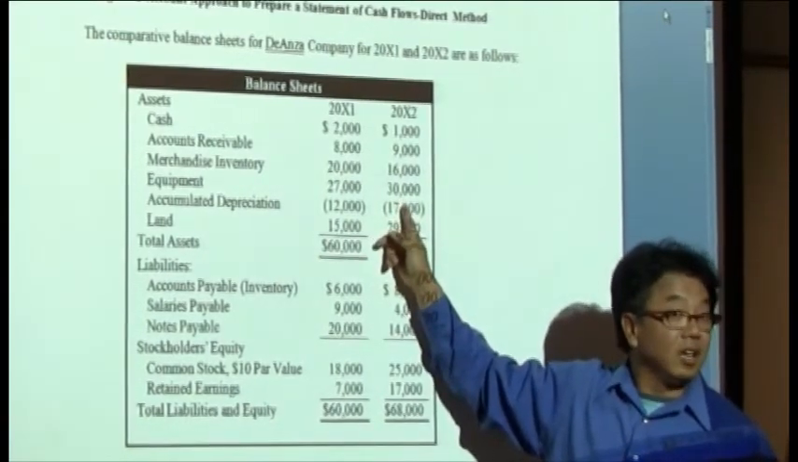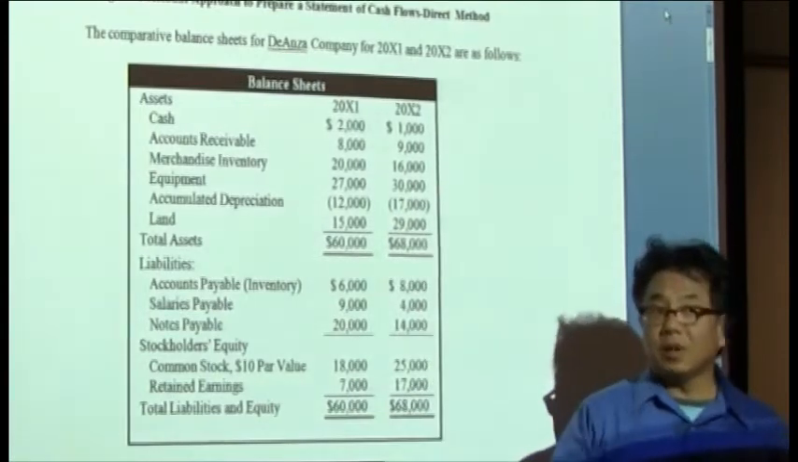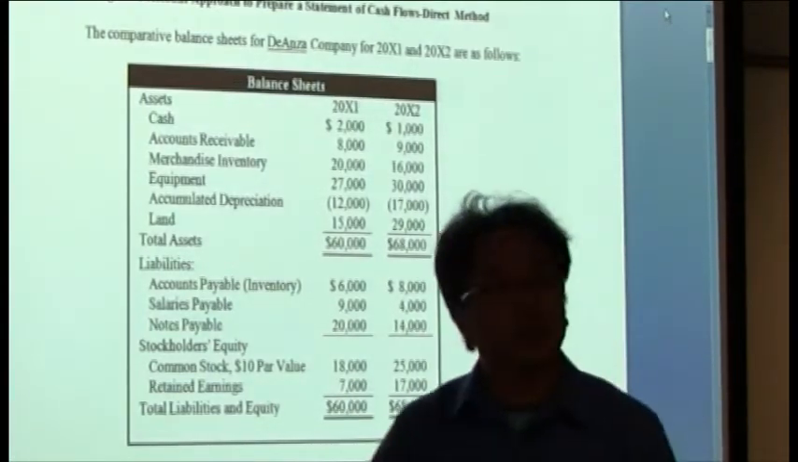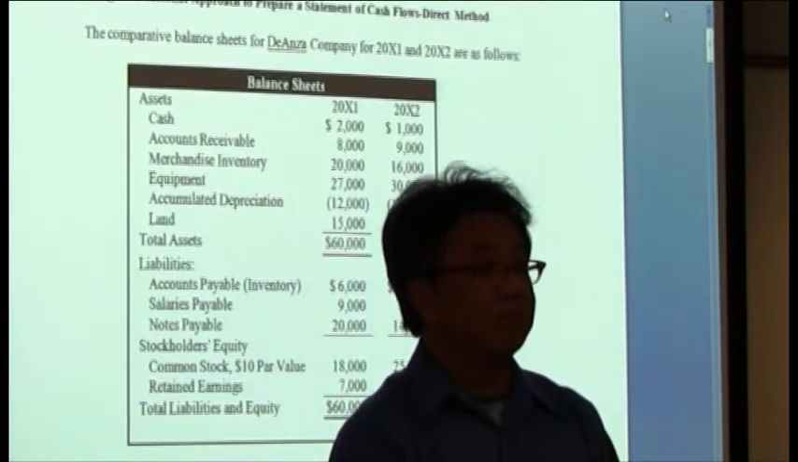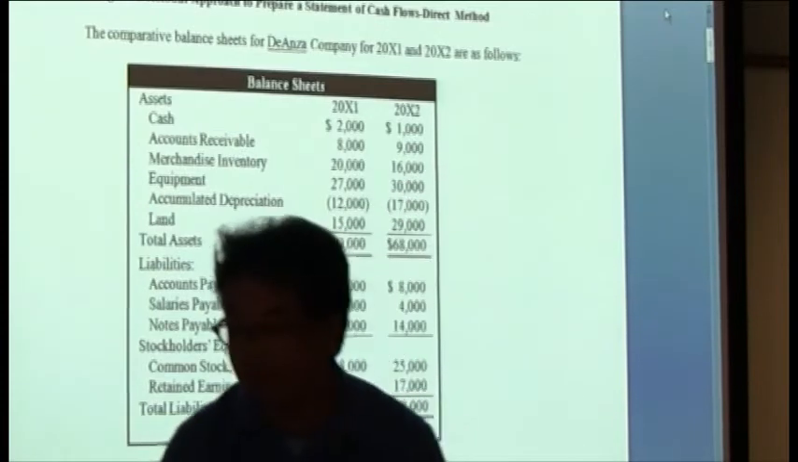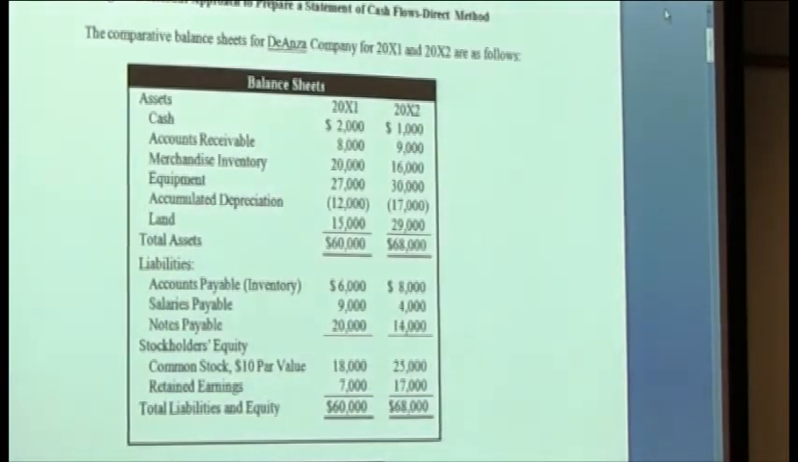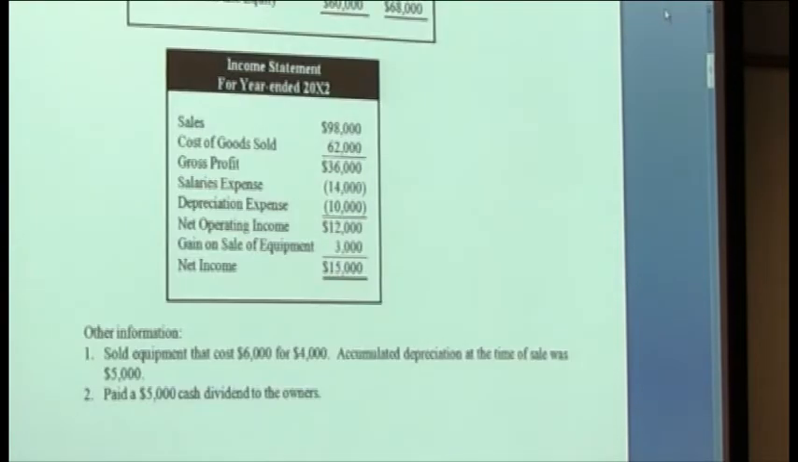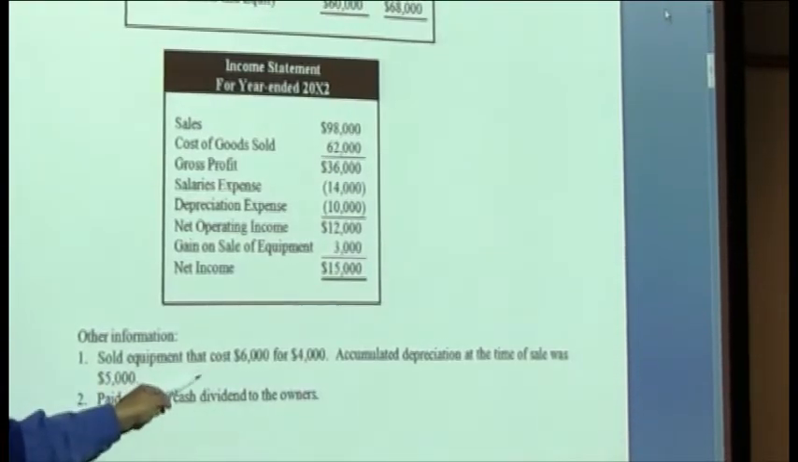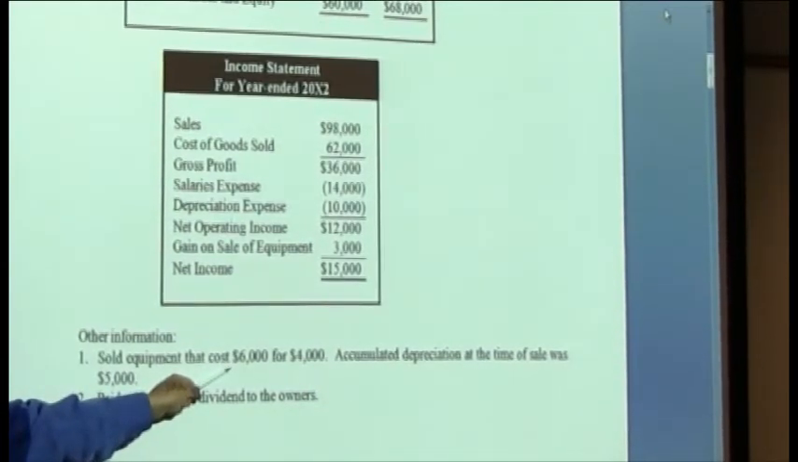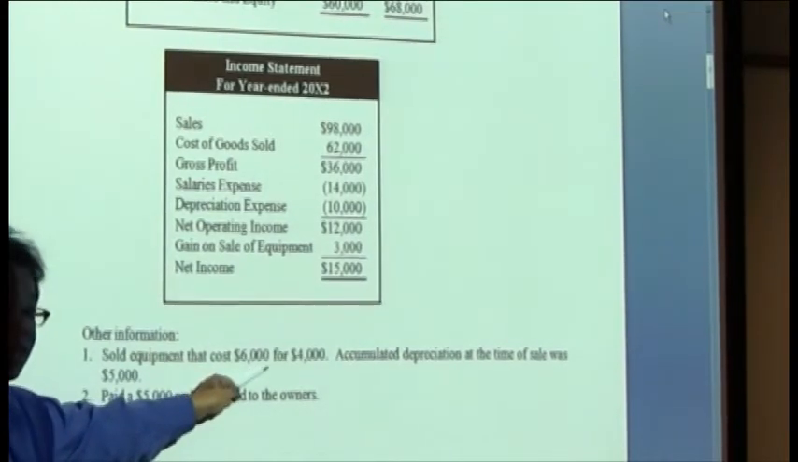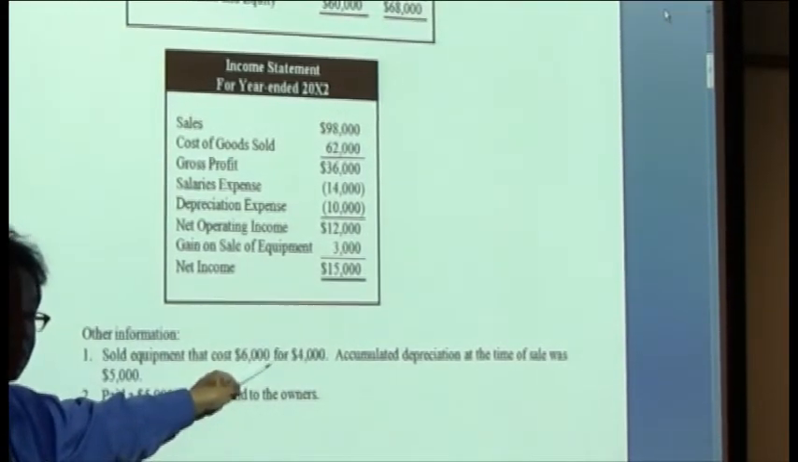Can I say you must purchase machinery $3,000 worth? No is the right answer. How come? Please do not assume that too quickly, because what does it say right here? Sold equipment. That cost, original cost was $6,000. How much did you get for cash? $4,000 cash.